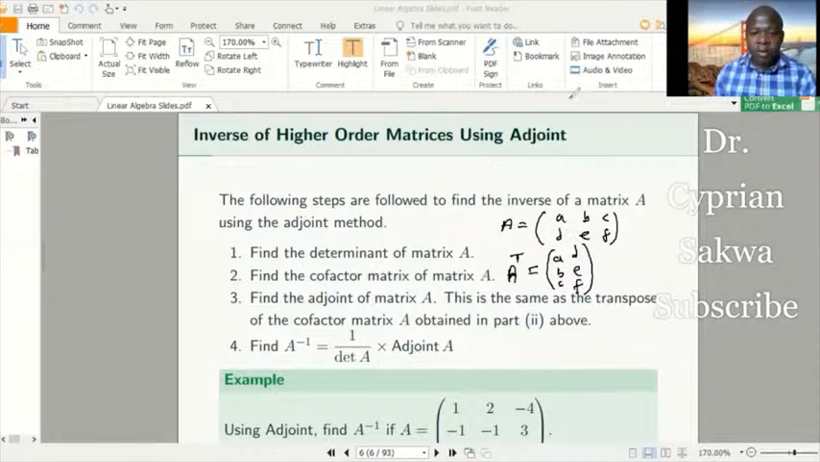Now, what remains is for us to learn how to get the cofactor matrix. Once we know how to get the cofactor matrix, we shall get the transpose of that cofactor matrix, and that will give us the adjoint of the matrix. And then once we have this adjoint and the determinant of the matrix, it's easier for us to get the inverse of that matrix. So let's look at an example.